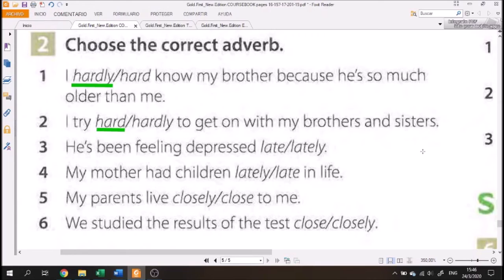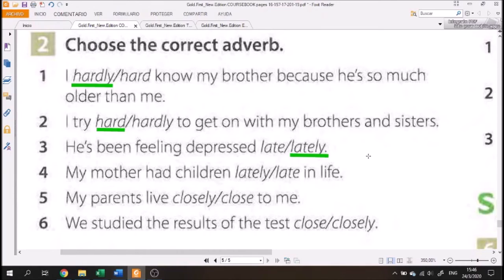Number three, he's been feeling depressed late or lately? Three, late or three, lately? Both in the chat. I feel like in one of those TV shows where you have to send your answer by SMS to 2020. He's been feeling depressed lately, meaning these past days.